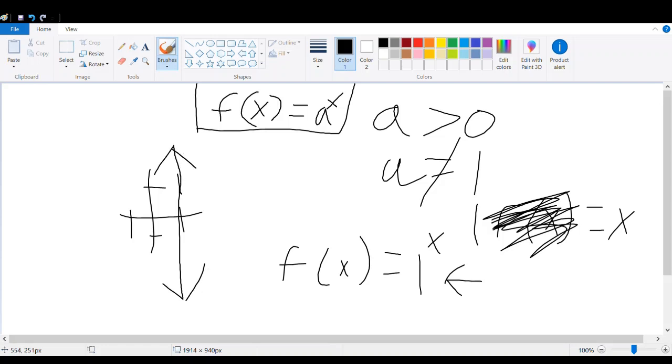Because 1 to the 0 power equals 1, 1 to the first power equals 1, 1 squared is 1, 1 to the third is 1, and we'll just get 1 for every value. So a cannot equal 1 because it's just a constant function, it's not an exponential function. That's really it. This first part of this lesson is just what's an exponential function and what are its restrictions. So let's jump into graphing them.